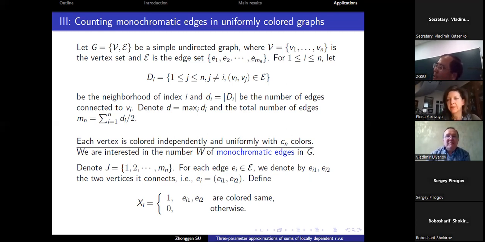Sorry, may I make a very short comment? By the way, Tikhomirov showed that Stein method can be applied for dependent random variables in the 90s. So you can find his paper, Alexander Tikhomirov. Oh, thank you. Thank you.